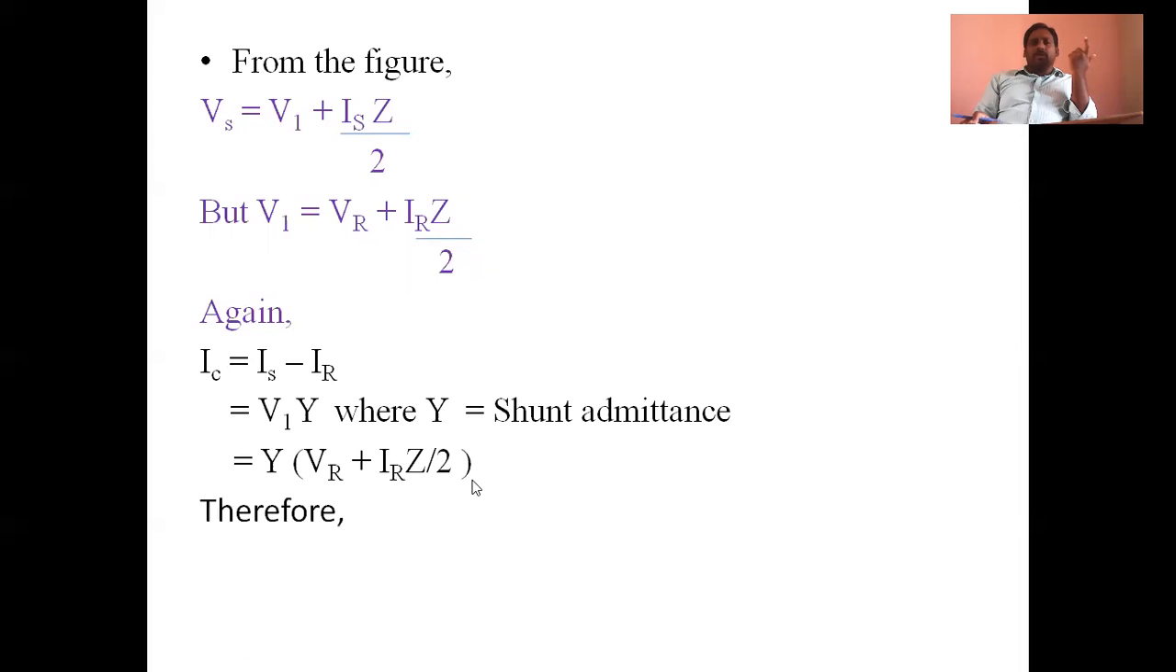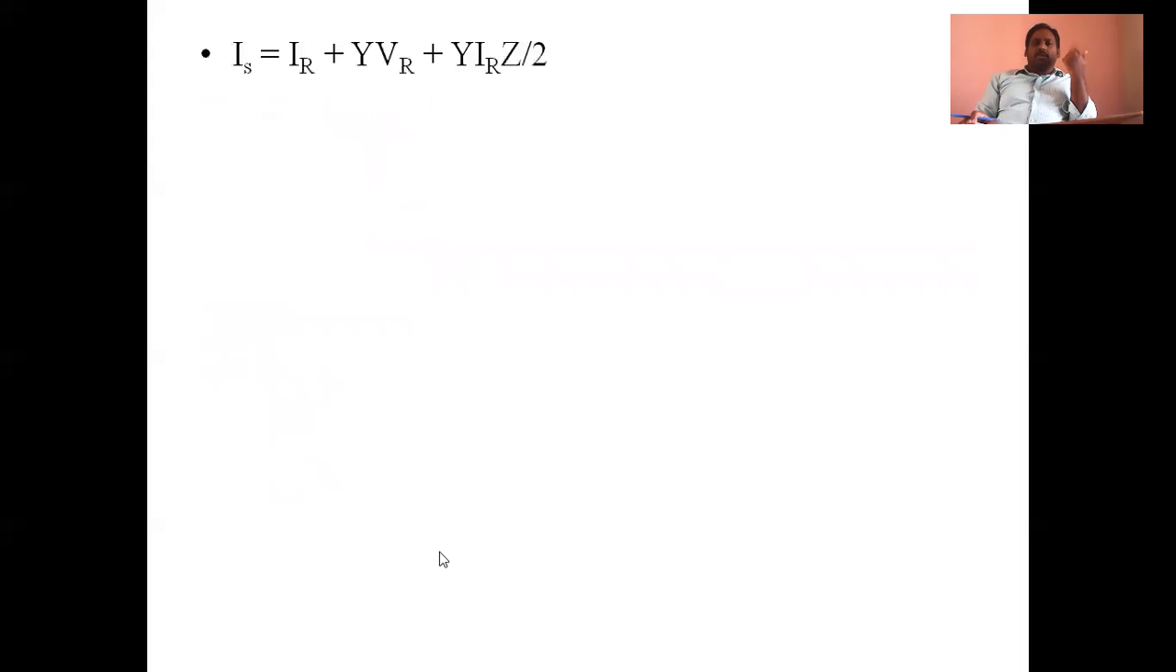Finally, we know that IS is equal to IC plus IR. IR plus IC means Y into VR plus like this. And IS is equal to IR plus Y into VR plus Y into IR Z by 2. If we take common Y into VR or IR, then this is the expression.